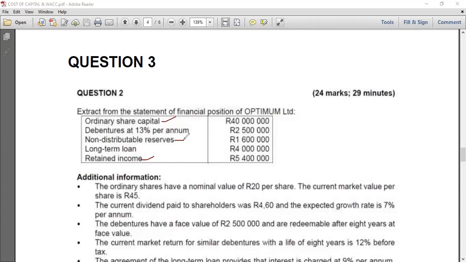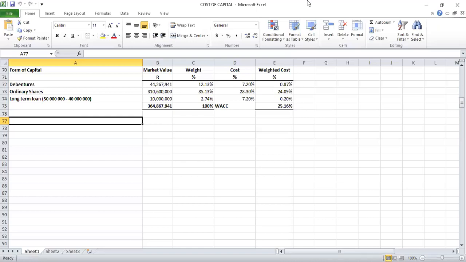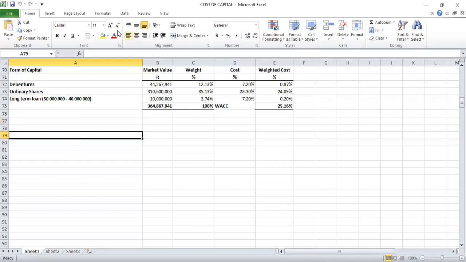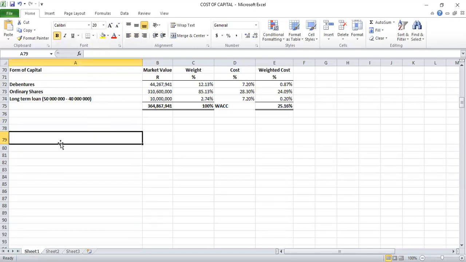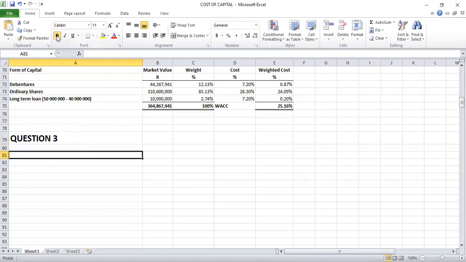So let's first add up what we have in terms of equity and what we have in terms of debt. Right, I jumped and said number 3 there. Let me just say question 3 so that you won't get confused. I'll write the name of the company, Optimum Limited.